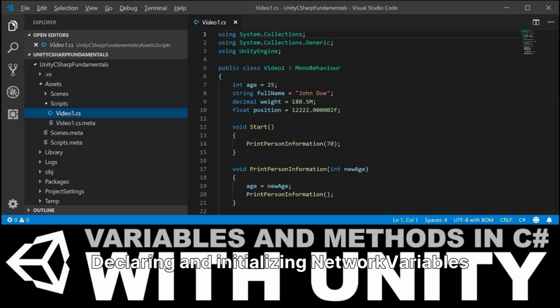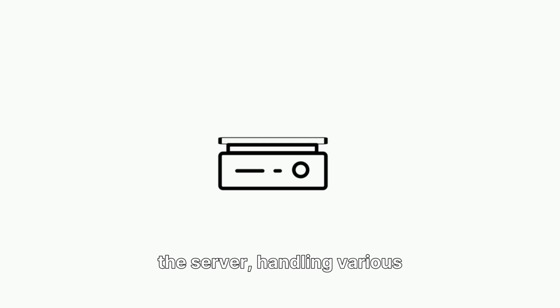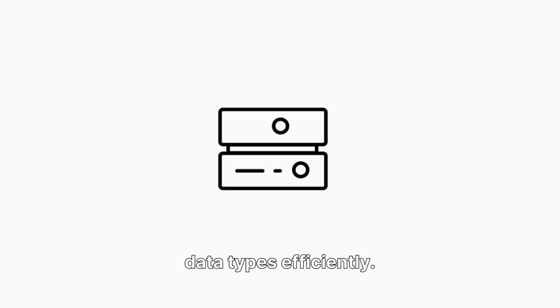Declaring and initializing network variables is straightforward, typically done within your network behavior class. You instantiate them with a default value, and netcode handles the rest of the synchronization process automatically. They enable robust data synchronization between clients and the server, handling various data types efficiently.